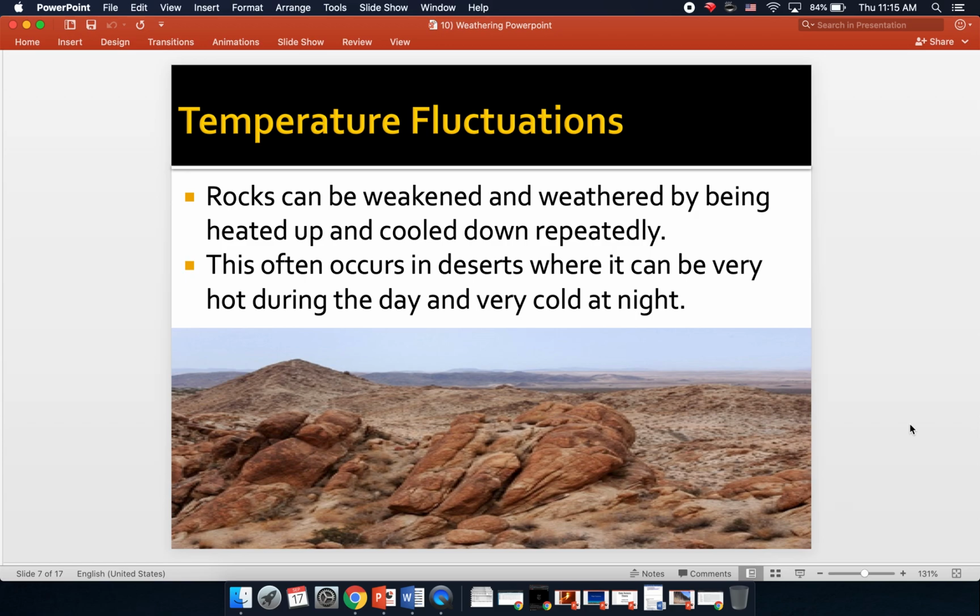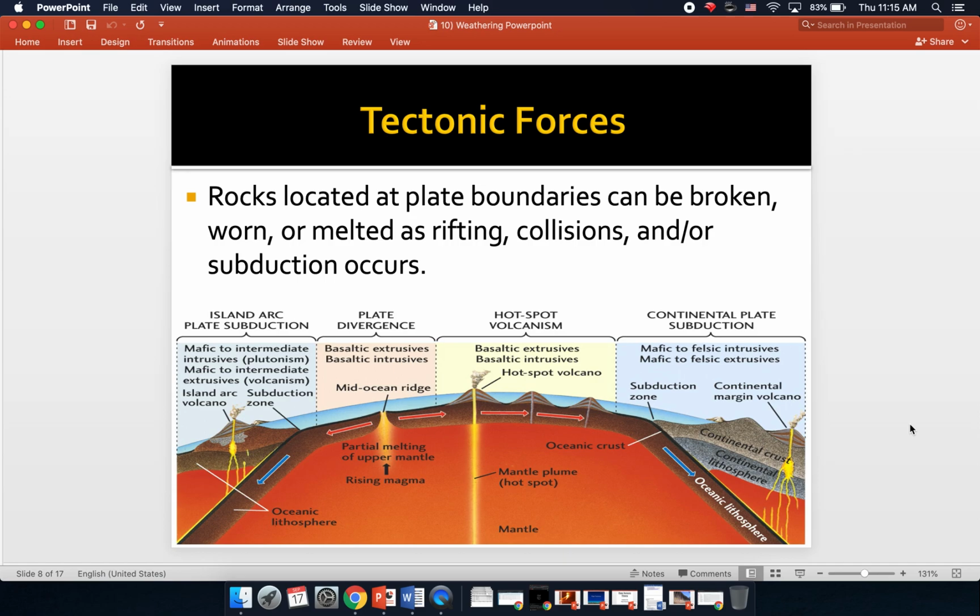And this is very common in deserts where it can be very hot during the day and then very cold at night. The rocks are constantly expanding and contracting, and this weakens them and causes pieces to fall off over time. All right, tectonic forces. Rocks located at the plate boundaries can be broken, worn, or melted as rifting, collisions, and or subduction occurs. So all those processes can weather the rock in various ways.